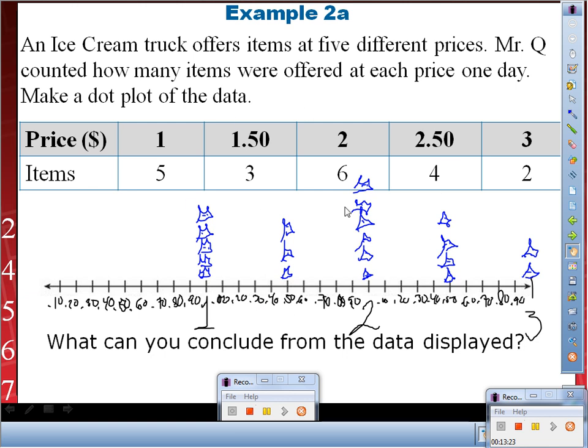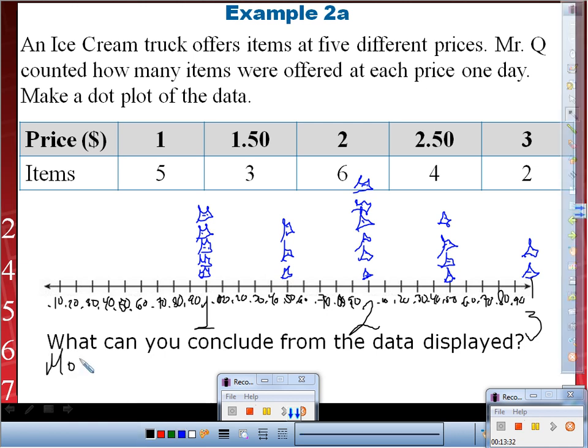Tell your neighbor, what can we conclude? Luca. All right. Luca says $2 items are most common. Yeah, I'll take that. How about, can we generalize it to 2 different ones? How about $2 and $1? $2 and $1 items are the ones that they sell the most. Yes?